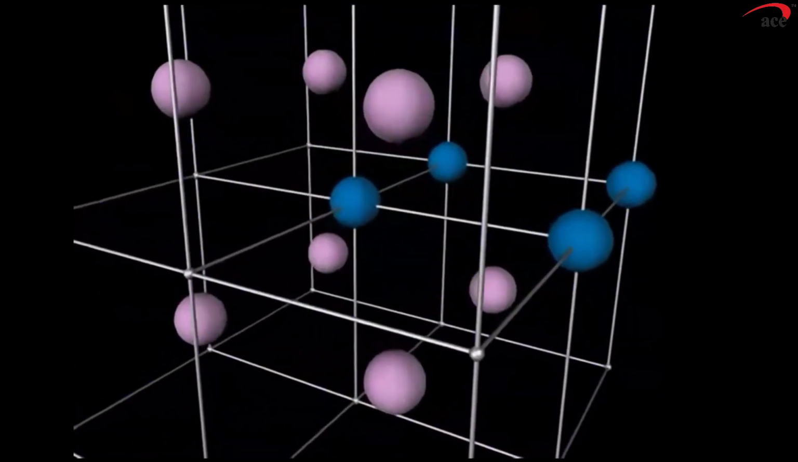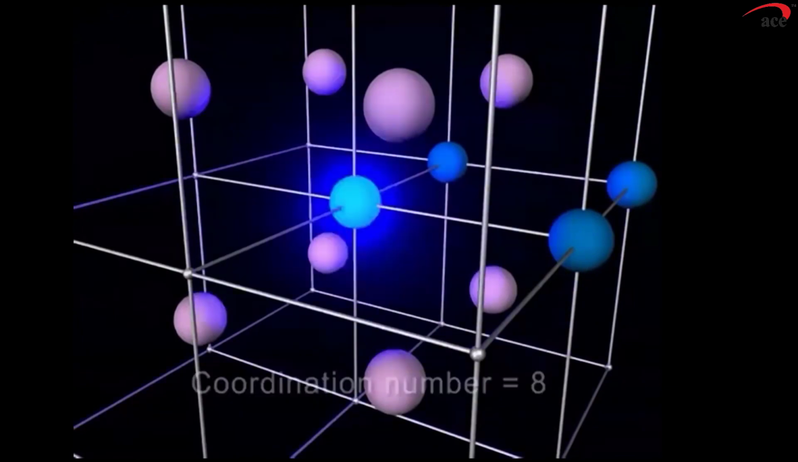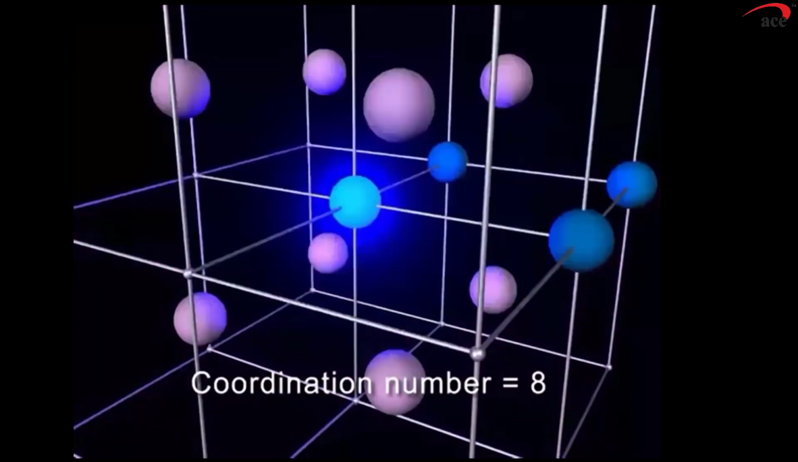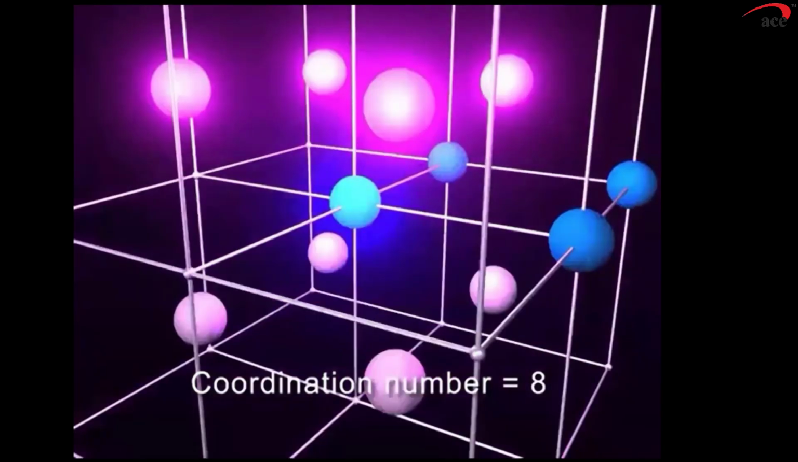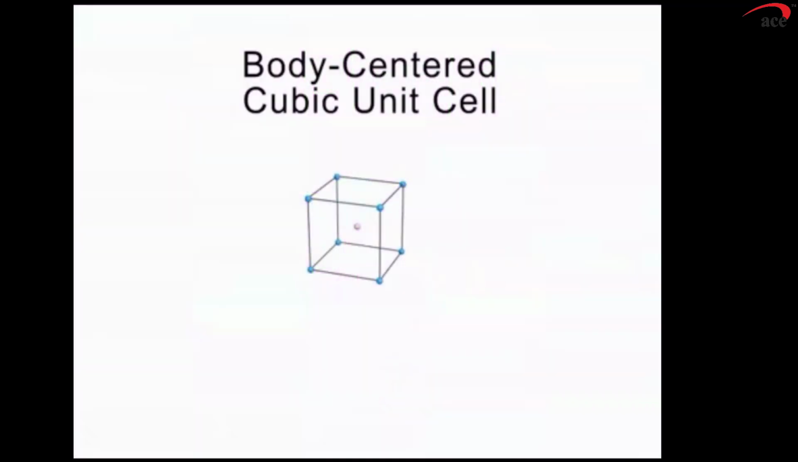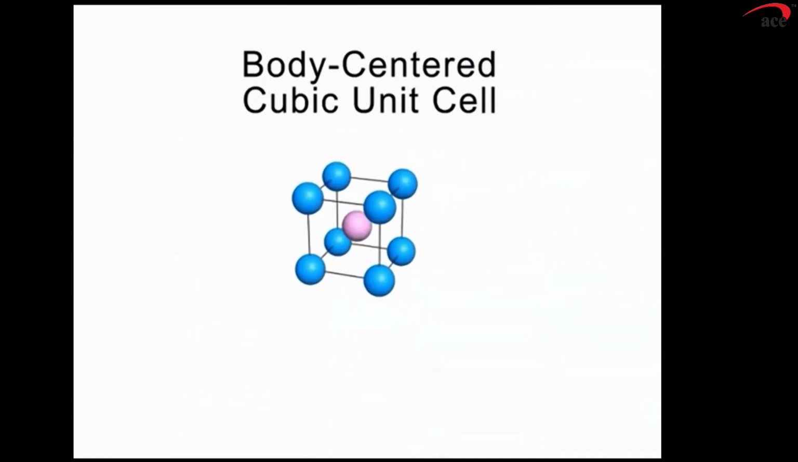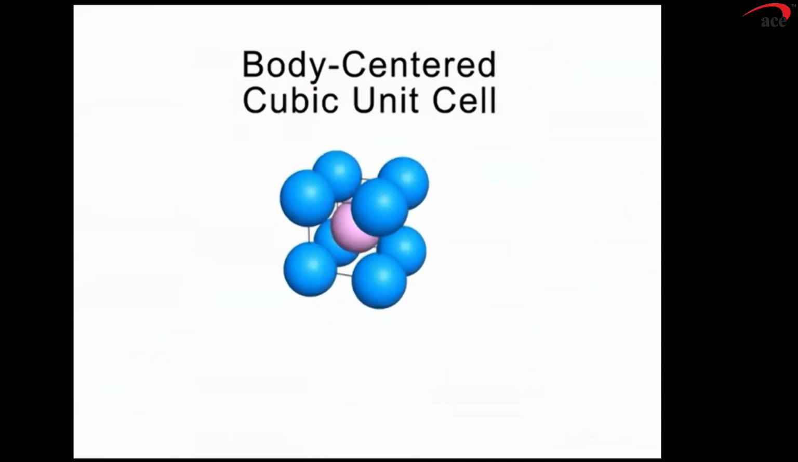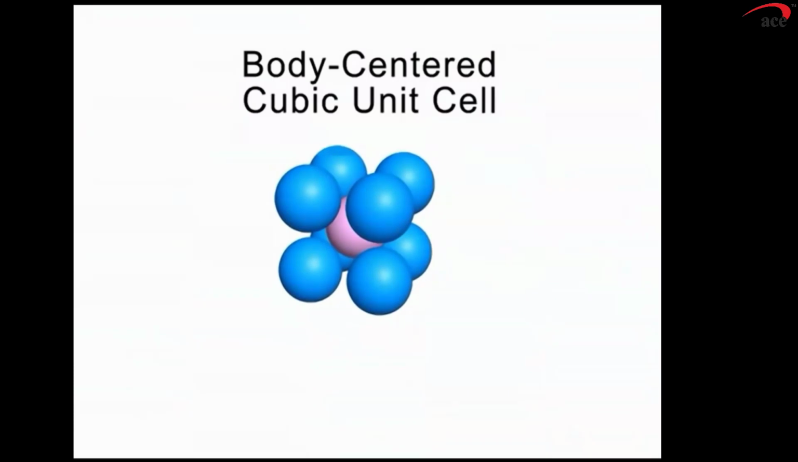So for BCC, rank is 2. Now if you want to see the coordination number, please pay attention to the blue and red sphere which is at the center and the pink spheres which are at the corners. So coordination number for body centered cubic unit cell is 8. You can see the coordination number even in this diagram. You will find a pink ball surrounded by 8 blue balls. Coordination number is 8.